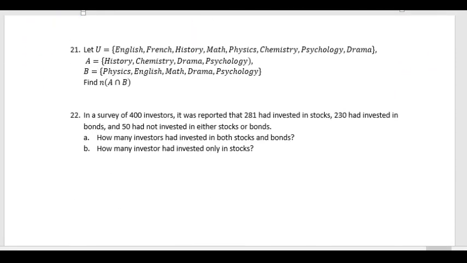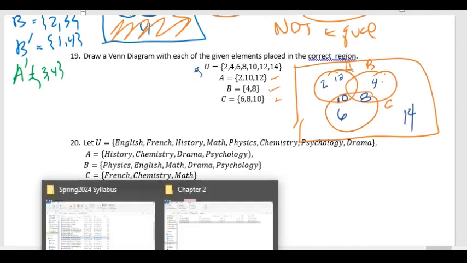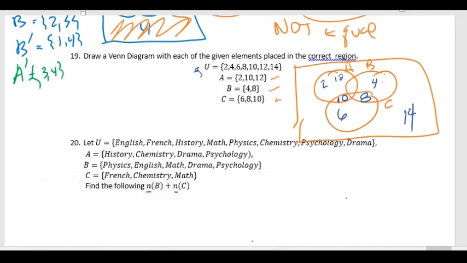Okay, the next one. For this problem, this symbol means the cardinality of that set. So the cardinality of B is how many things are in B. So we have 1, 2, 3, 4, 5. So this here is going to be 5. And the cardinality of C is 1, 2, 3. So my answer would be 8.